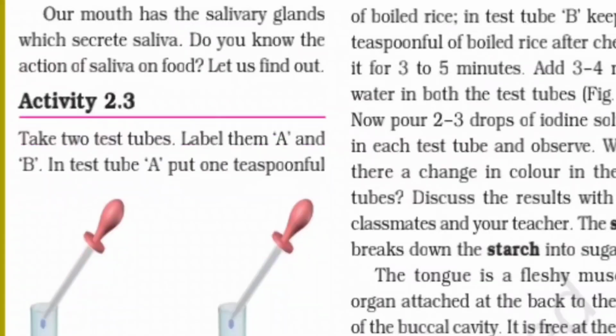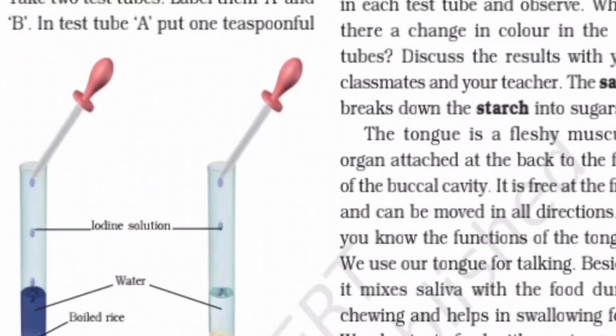The tongue is a fleshy muscular organ attached at the back of the floor of the buccal cavity. It is free at the front and can be moved in all directions. Do you know the function of the tongue? We use our tongue for talking. Besides, it mixes saliva with the food during chewing and helps in swallowing food. We also taste food with our tongue. It has taste buds that detect different tastes of food.